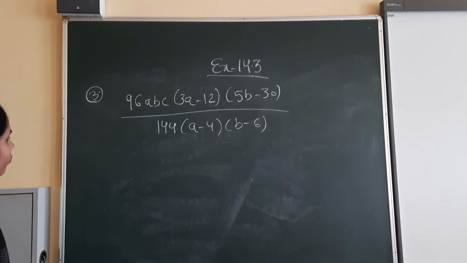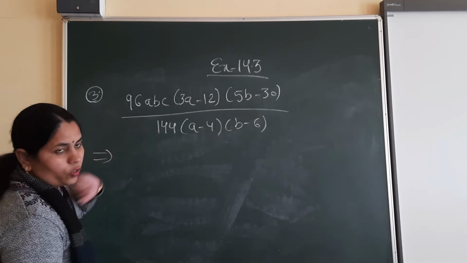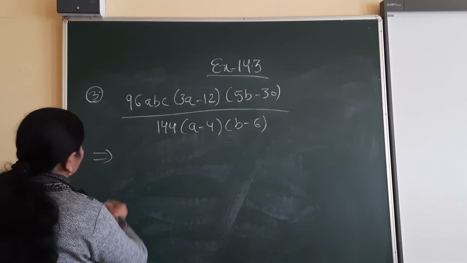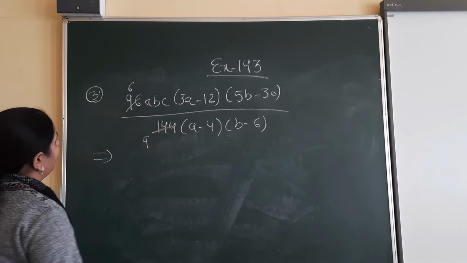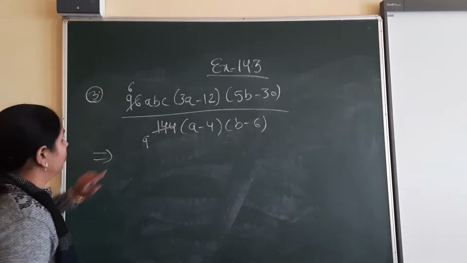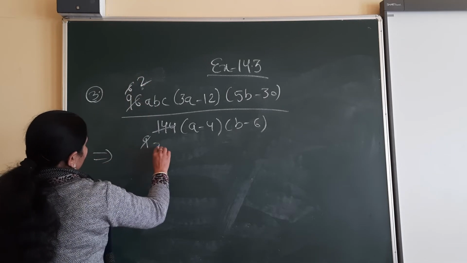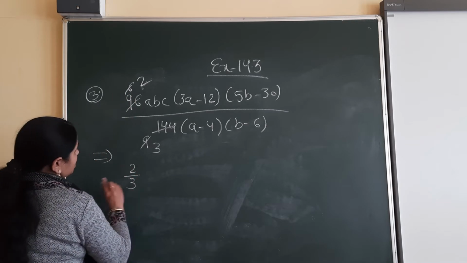Now for division, we can cancel these two numbers because both are even numbers. So divide by 16: 16 6s are 96 and 16 9s are 144. Again we can cancel 6 and 9 by 3: 3 2s and 3 3s. Furthermore we can't cancel, so write 2 by 3 as it is.